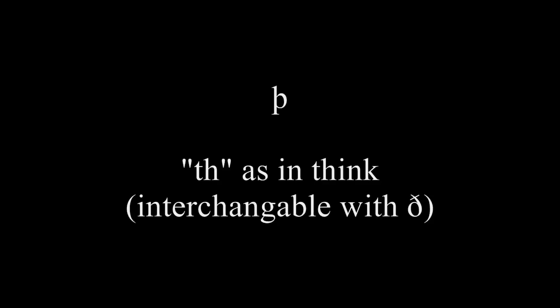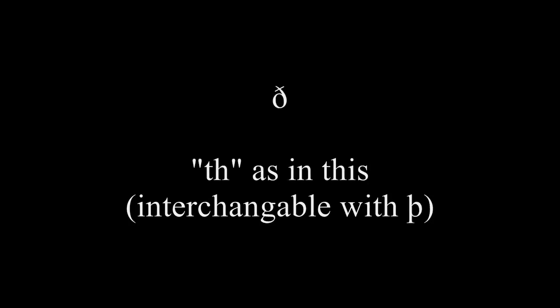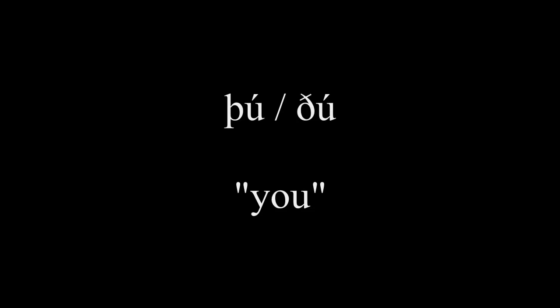Now we move on to the symbols found in Old English that don't appear in modern English. Firstly, there is this symbol, thorn, which is th, as in think. Then there is this symbol, eth, which is the, as in this. Now these two are used sort of interchangeably in Old English, so the sounds weren't that different apart. You'll find, for example, the word for you, thu, spelt with eth or thorn.